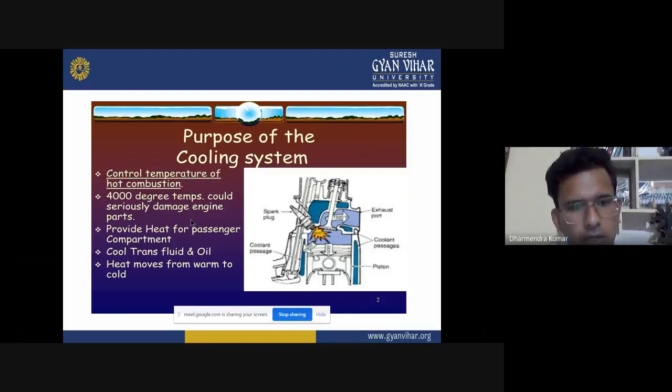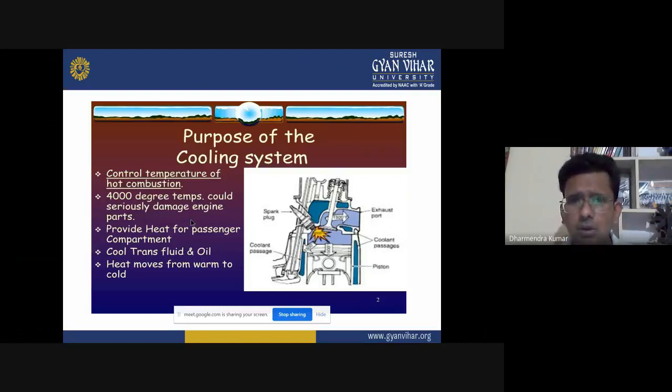Coolant fluids and oils help heat move from warm to cold. Actually, the main purpose of a cooling system is transmission of heat from the hot parts of the engine to be dissipated in the air or in the water. It depends on which type of cooling system we are using in that particular automobile.